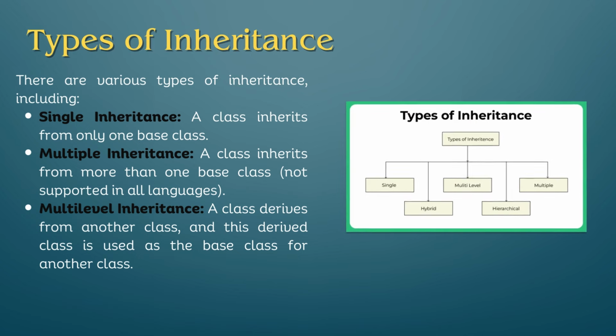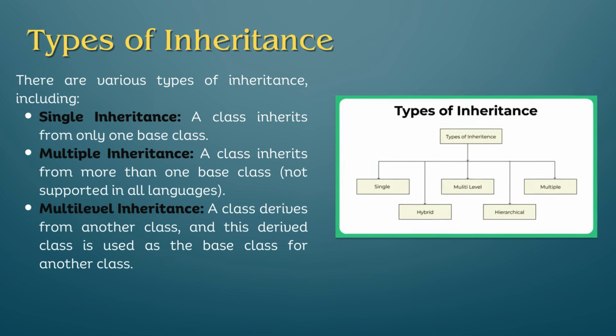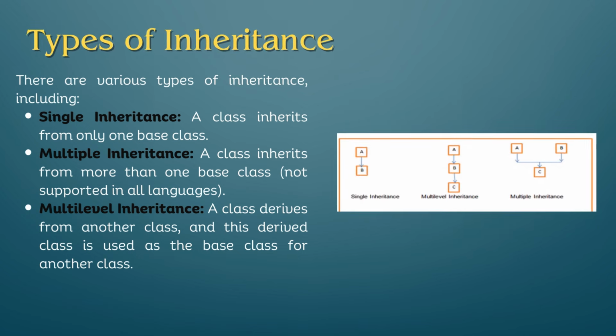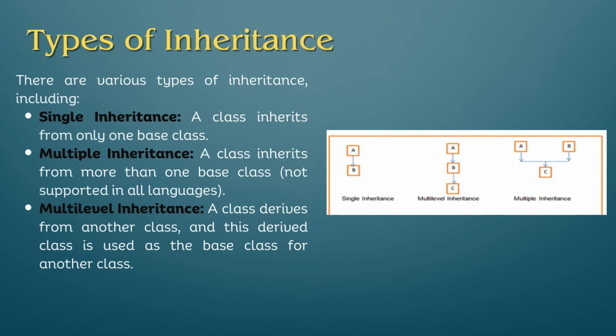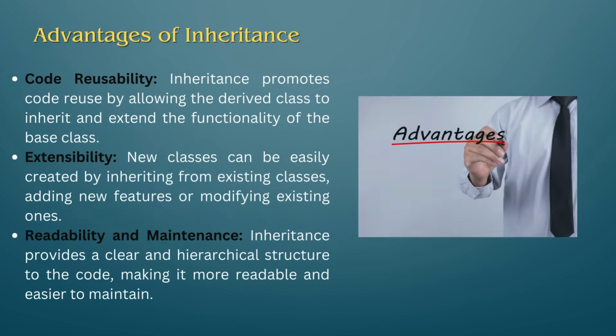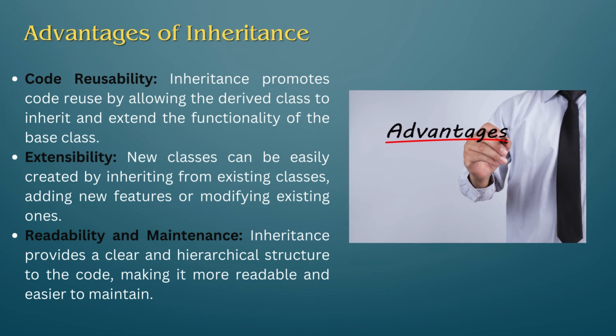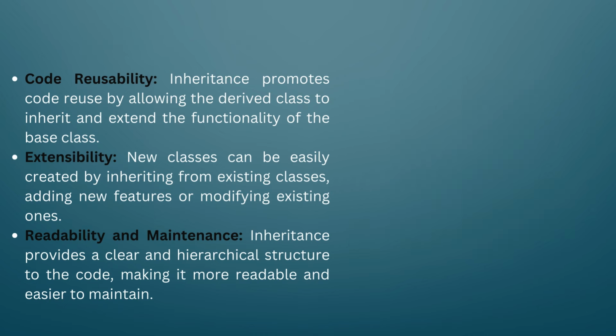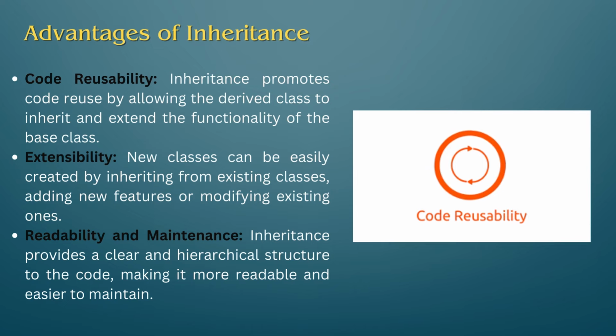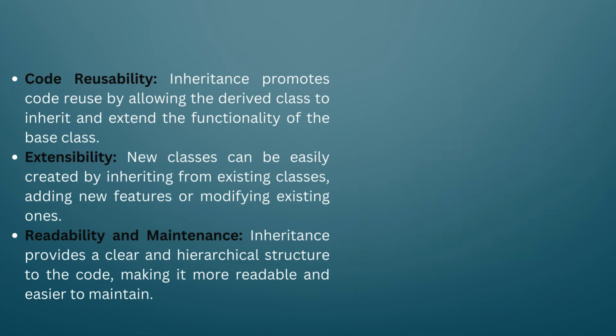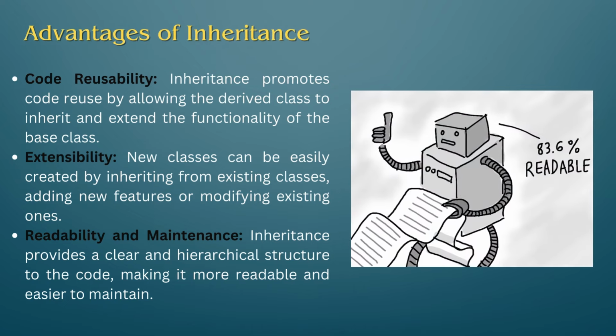Types of inheritance. Inheritance comes in various types, including single, multiple, and multilevel inheritance. Advantages of inheritance. Inheritance brings several advantages to our code. It promotes code reusability, allows easy creation of new classes, and enhances readability and maintenance.